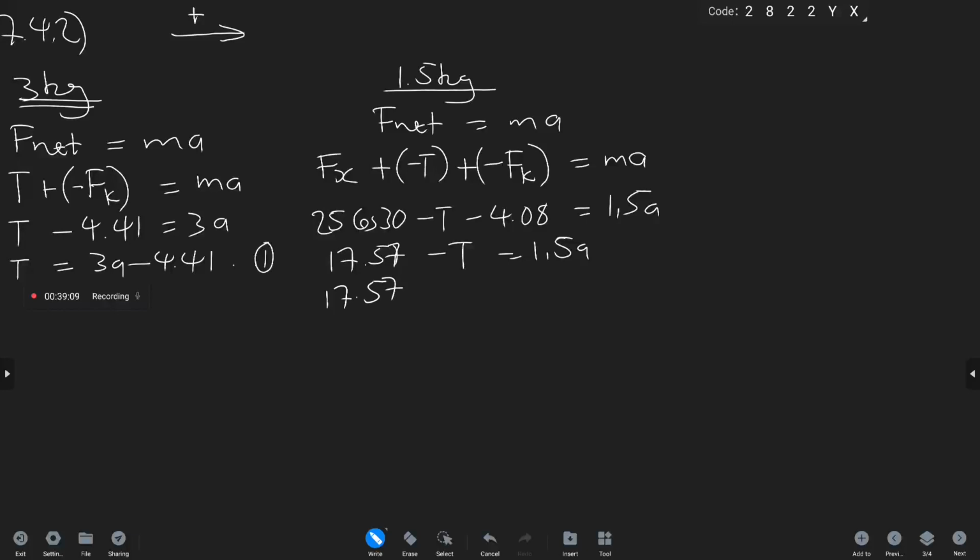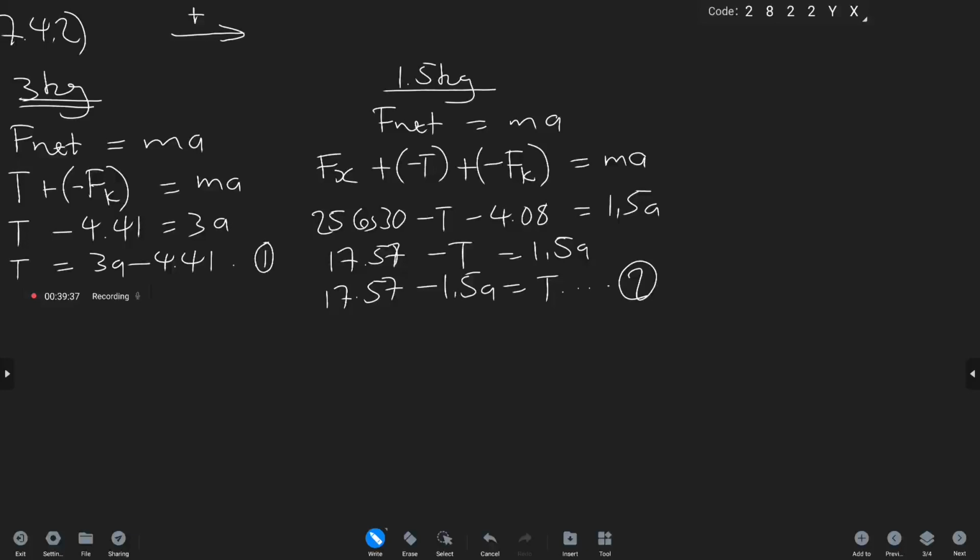So we're going to have 17.57 minus 1.5a, actually not equal to, it's minus 1.5a. That will be equal to tension. So we know again then the tension on the 3 kg block, that gives us equation number 2, not 1. Equation number 2. And then from that we draw the conclusion.